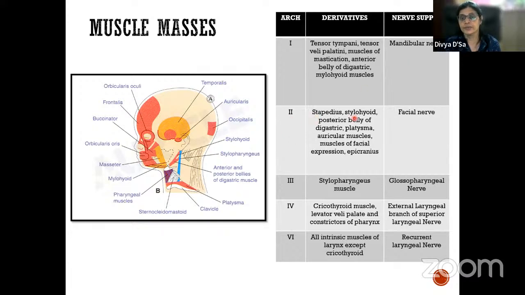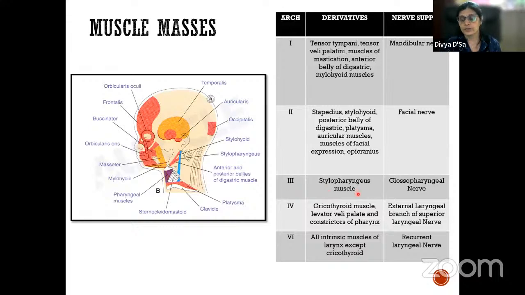Then second arch, we have stapedius, stylohyoid, posterior belly of digastric, platysma muscle, auricular muscles, and muscles of facial expression. Important here are the muscles of facial expression, the stapedius, stylohyoid, posterior belly of digastric, okay? And supplied by the branches of facial nerve.